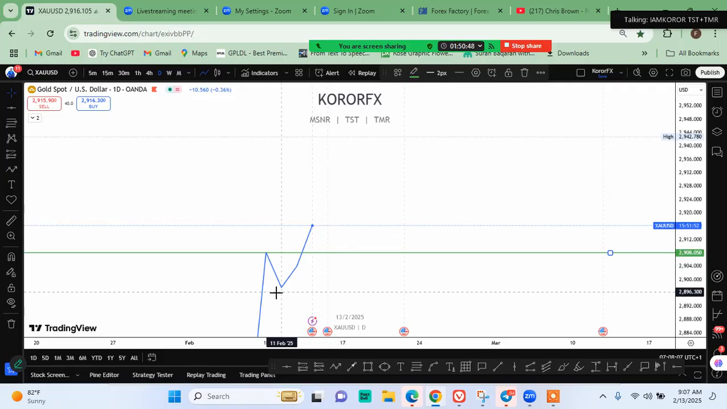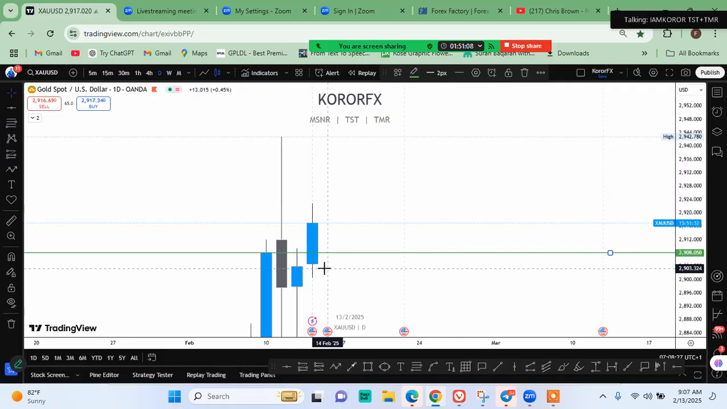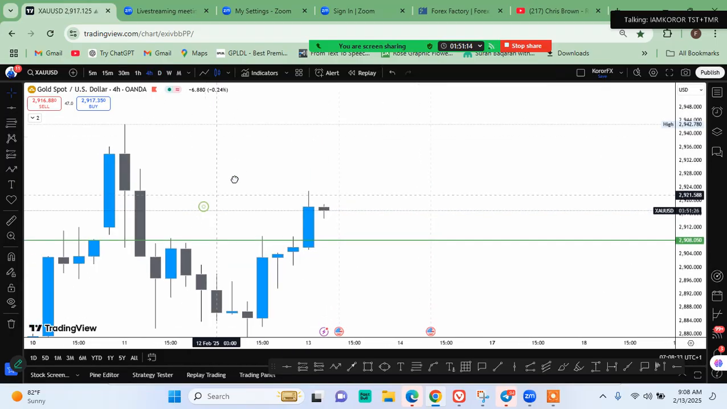Price is breaking and processing to close bullish for today's candle, and this indicates that we will have a bullish storyline, which will be good for tomorrow. But today we have to go one time frame lower than the daily time frame, which is the 4 hour, and look for a breakout.